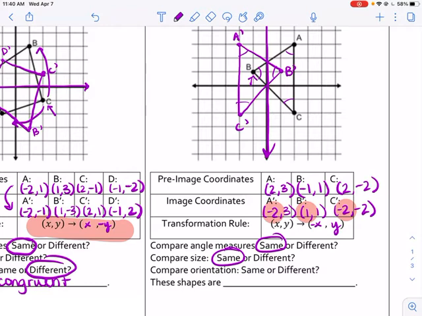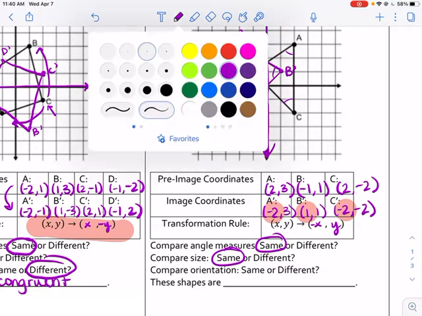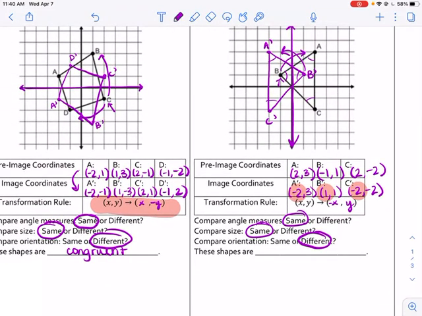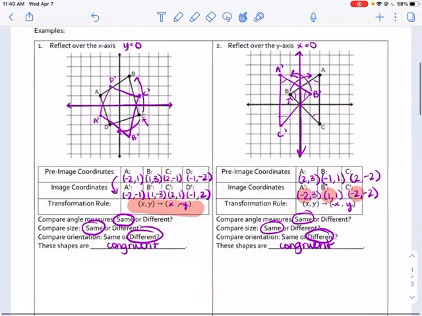The orientation over here, if we look at B, A is on B's right. If we look over here, B prime's right. And then over here, A is on B's left. So our orientation is different. And it turns out that this will always be the same: a reflection will always have the same shape and the same size, and it will always be congruent, but the orientation will be opposite.